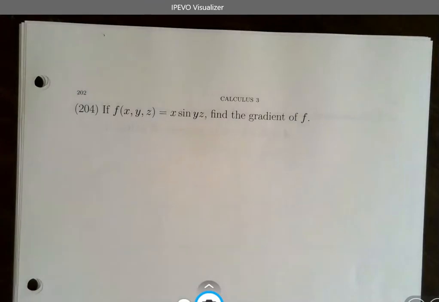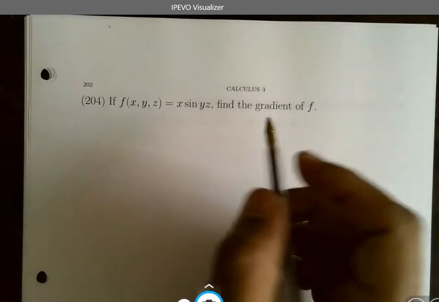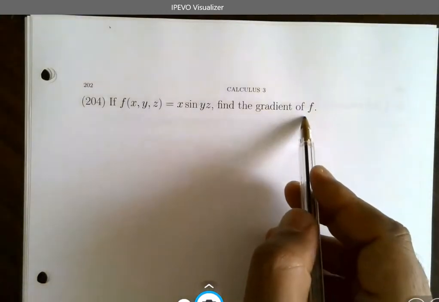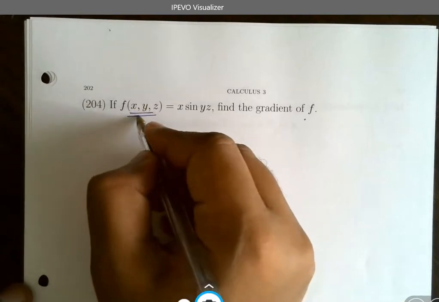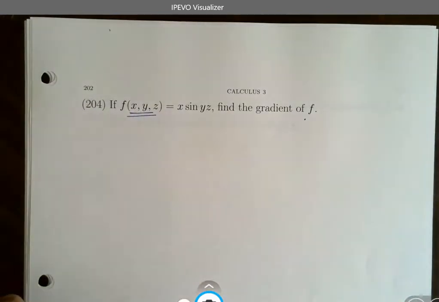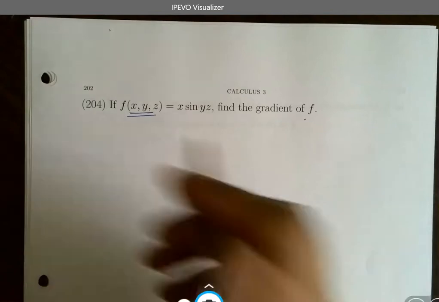Now, if the function is given to be that, find the gradient. Of course, here you see function f is a function of three variables, so you're going to get a three-dimensional vector in R3.